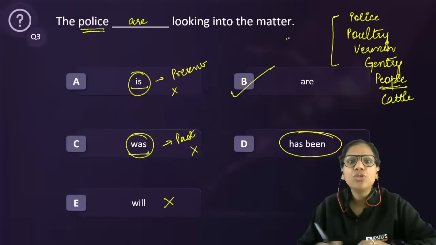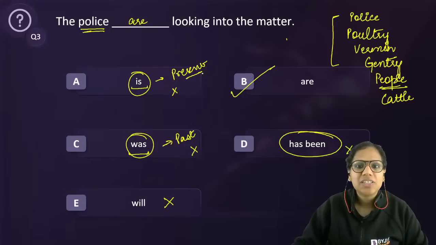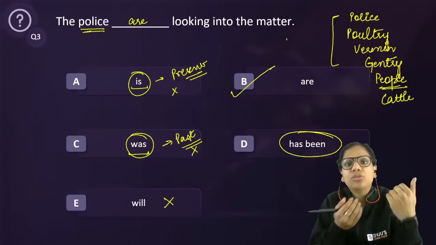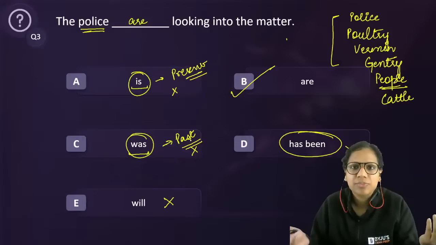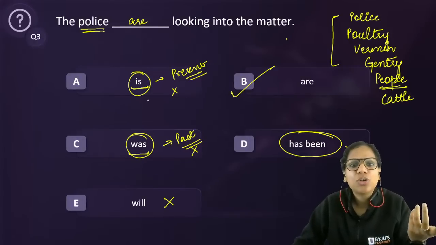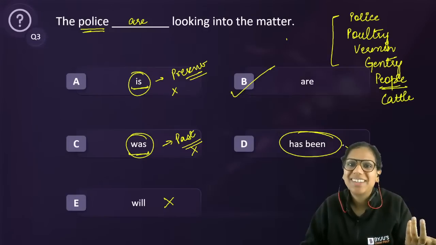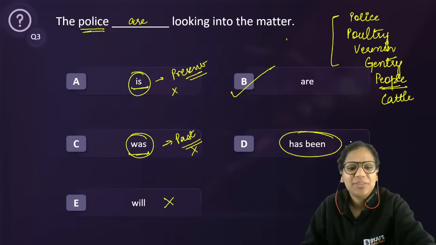So that's what I'm saying, Khushbu. The present tense can also fit, the past tense can also fit, because we don't know to which tense this sentence belongs. So if is can also fit, was can also fit, has been can also fit, then probably none of them do. That was my point.